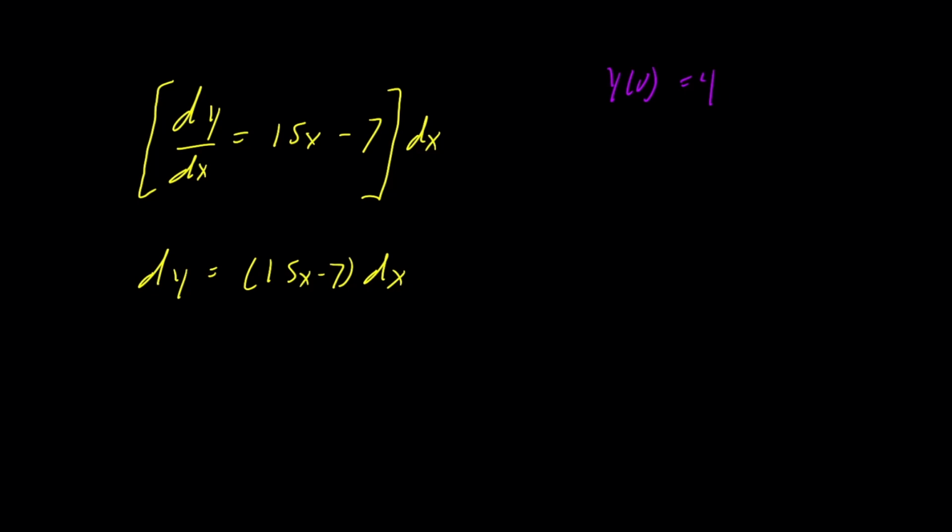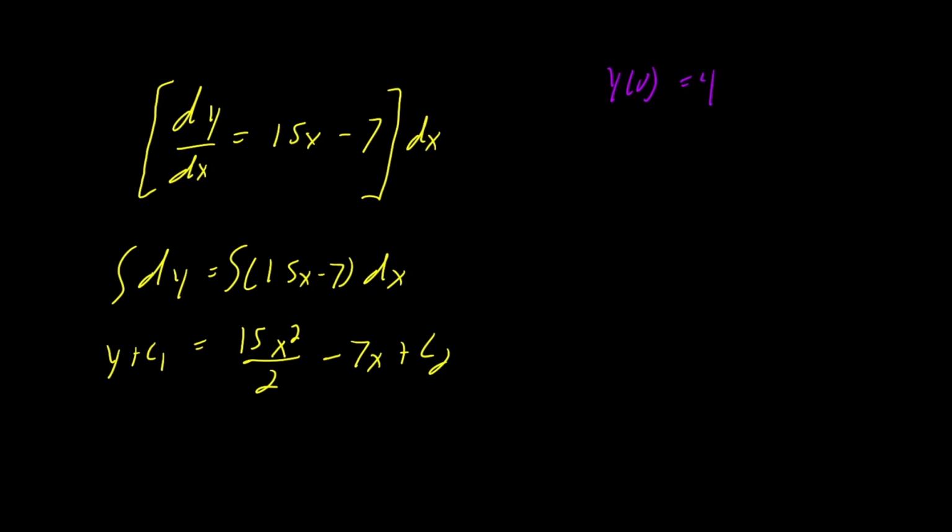Now we have to get rid of the d's, and to do that, we'll have to integrate. The integral of dy is simply y, and the integral of 15x is you add 1 to the exponent and divide by the new exponent. And the integral of a constant, you slap on the variable with respect to which you integrate. And of course, you have to write your constants since we're dealing with indefinite integrals.